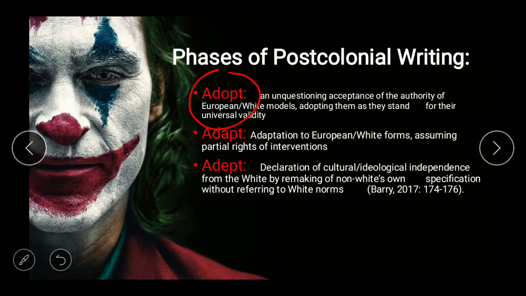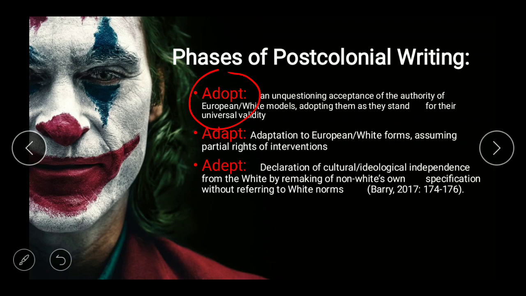This phase indicates unquestioning acceptance of the authority of European or white norms, white models, so that writers, authors adopt the ideologies as they are, considering them as having universal validity. So basically, they just adopt the white ideology in their writing.